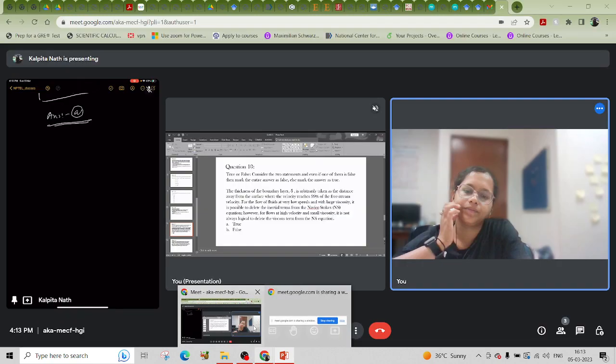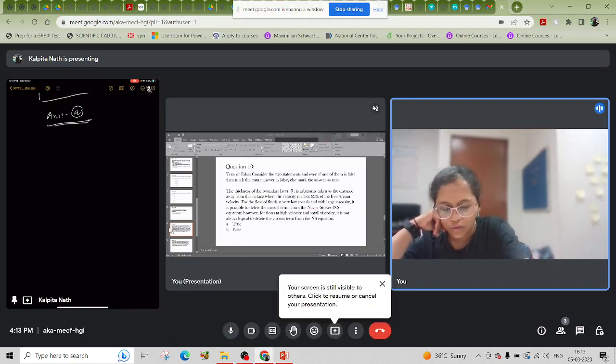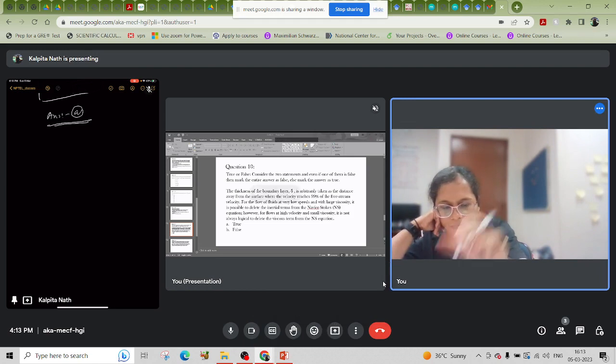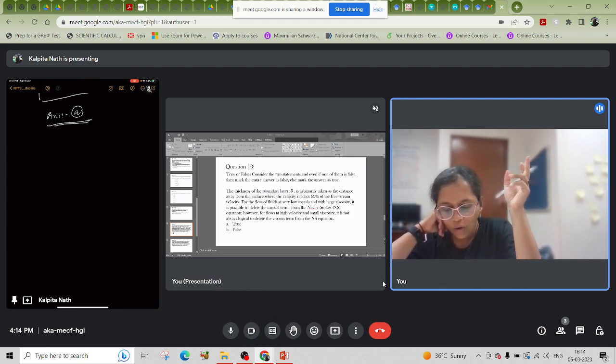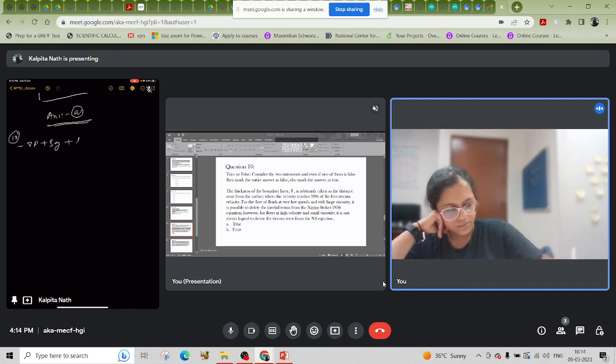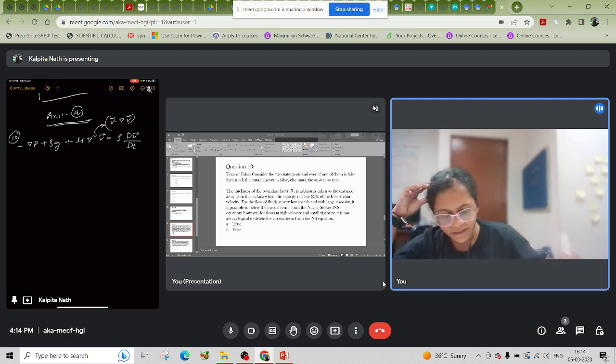Okay. For cases with low fluid velocity, all the individual terms on the left hand side of the Navier-Stokes equation, let us write the Navier-Stokes equation first. Minus del P plus rho g plus mu del square V vector is equal to rho dV vector dt. This we can write as V vector del V vector. The right hand side, with low fluid velocity, all the individual terms on the left hand side of the Navier-Stokes equation are small relative to each other.